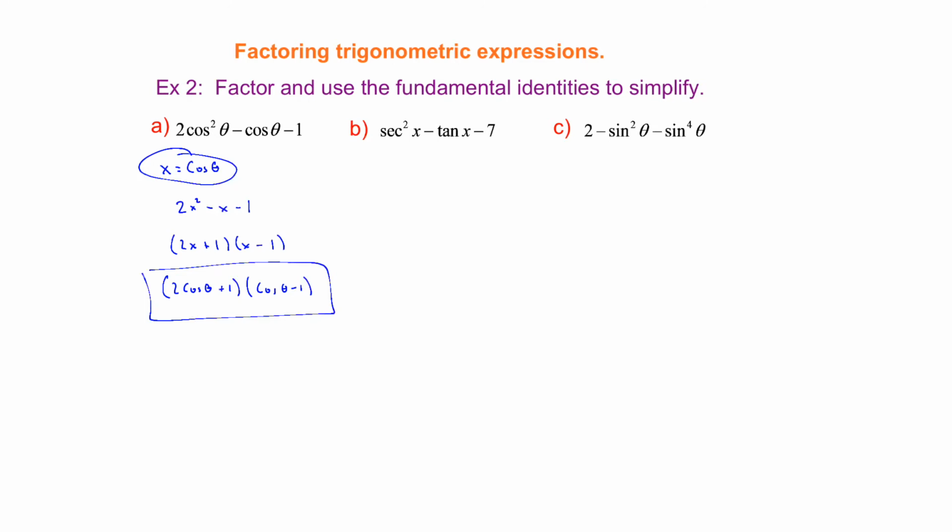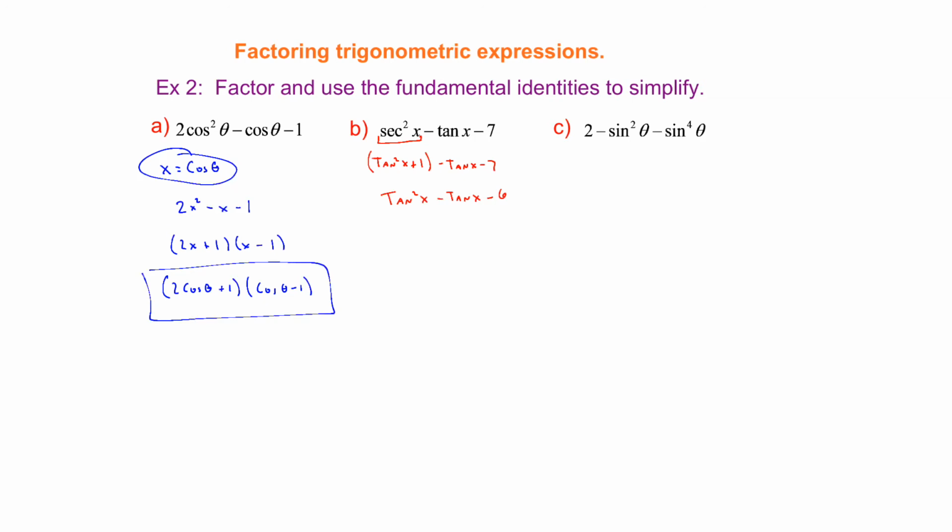So is there a way that we can rewrite one of those so that we have the same trig functions? Secant squared of x is one of our Pythagorean identities. So we can rewrite secant squared as tangent squared of x plus 1. So that replaces the secant squared. And then we have minus tangent of x minus 7. So let's combine our like terms. We have tangent squared of x minus tangent of x, and then minus 6.